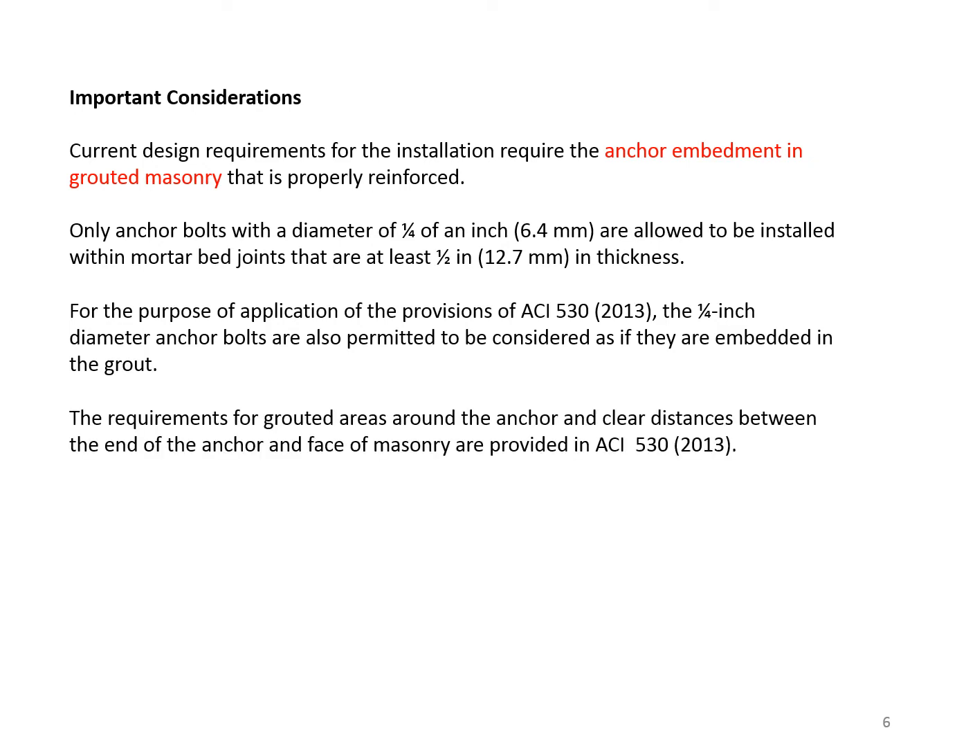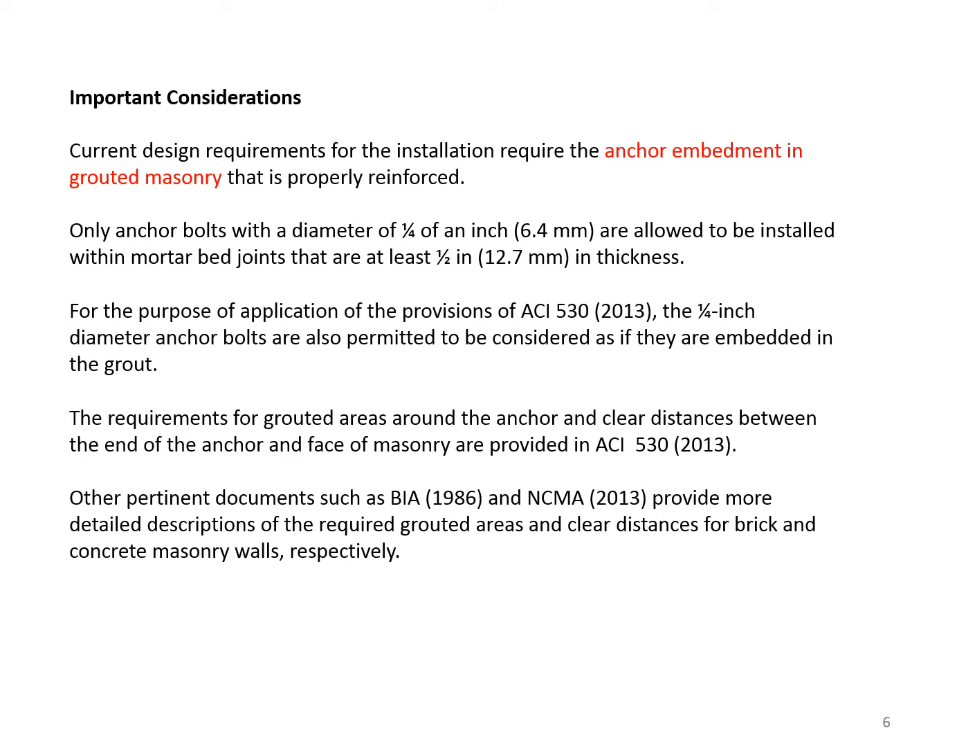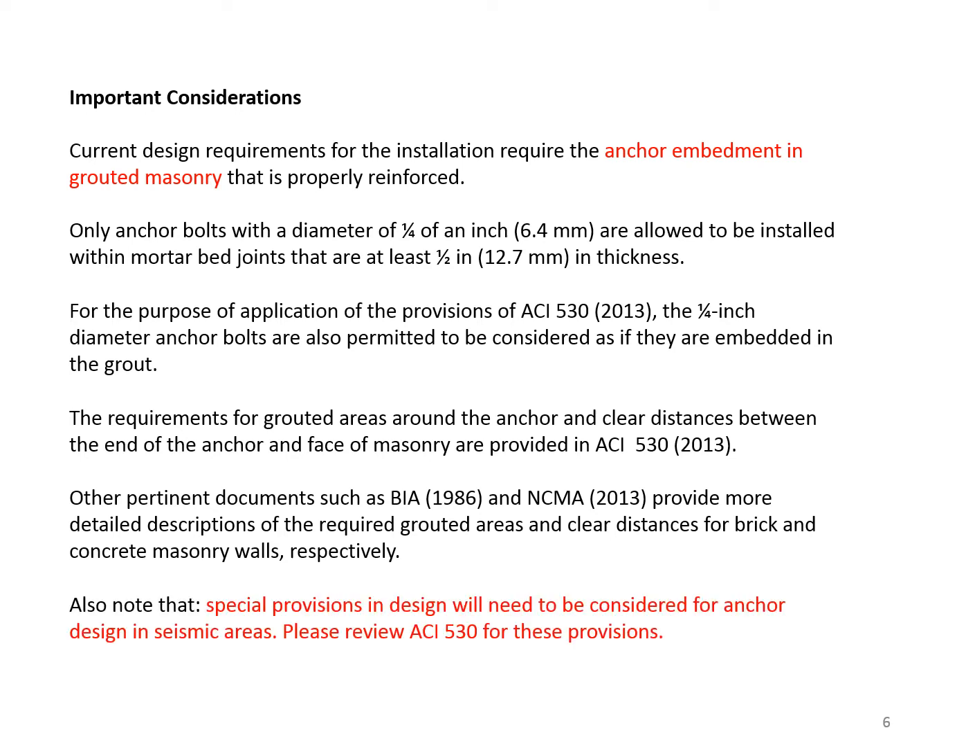The requirements for grouted areas around the anchor and clear distances between the end of the anchor and face of masonry are provided in the ACI 530. Other pertinent documents such as BIA dated 1986 and NCMA dated 2013 provide more detailed descriptions of the required grouted areas and clear distances for brick and concrete masonry walls, respectively. Finally, please note that special provisions in design will need to be considered for anchor design in seismic areas. Please review ACI 530 for these provisions.